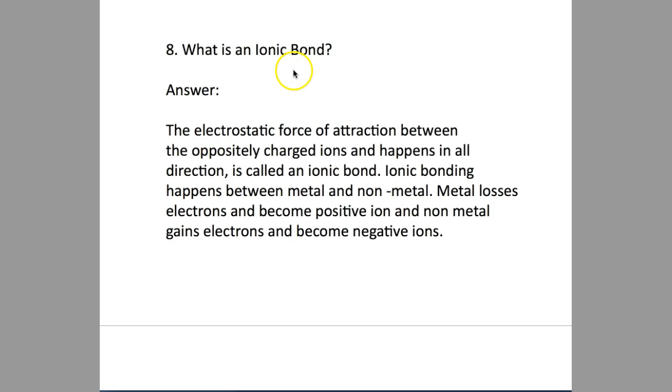What is an ionic bond? The electrostatic force of attraction between the oppositely charged ions, which happens in all directions, is called an ionic bond. When you write, you should write the electrostatic force, which is very important, and you have to write in all directions. Ionic bonding happens between metal and non-metal. Metal loses electrons and becomes a positive ion, and non-metal gains electrons and becomes a negative ion.